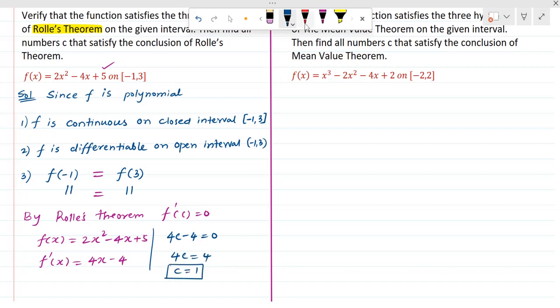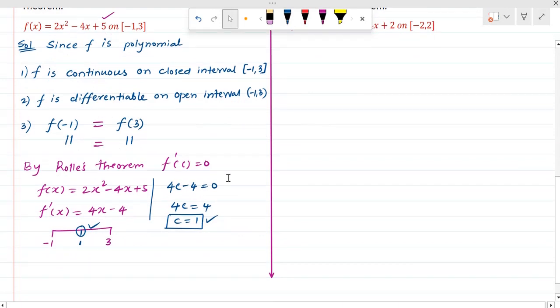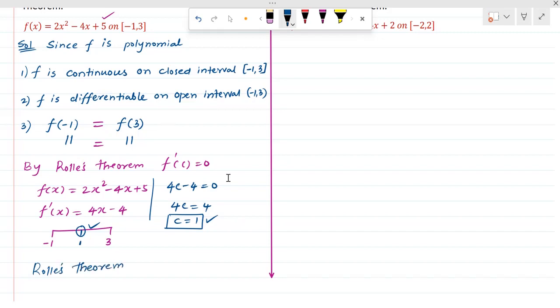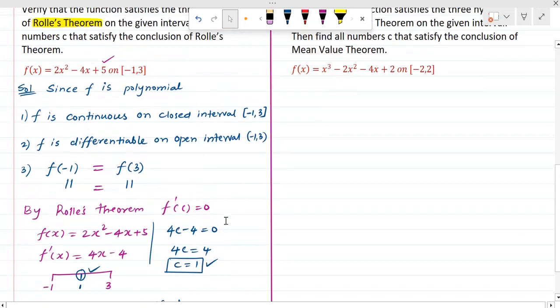So let us check whether this is inside the interval or outside the interval. The given interval is minus 1 to 3, so this value, 1, lies inside. Therefore, Rolle's theorem is verified. If it is outside, we say it is not satisfied, not verified. So it should be inside the given interval. So this is what we have.